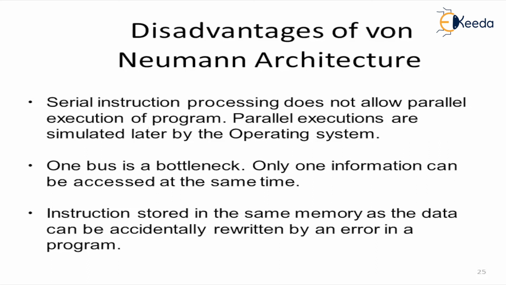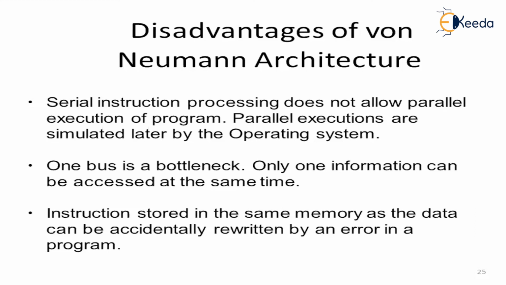Instructions stored in the same memory as the data can be accidentally rewritten by an error in a program. So there was a possibility where the overlapping of data could happen because they were occupying the same memory. So these were some of the disadvantages of the von Neumann architecture.